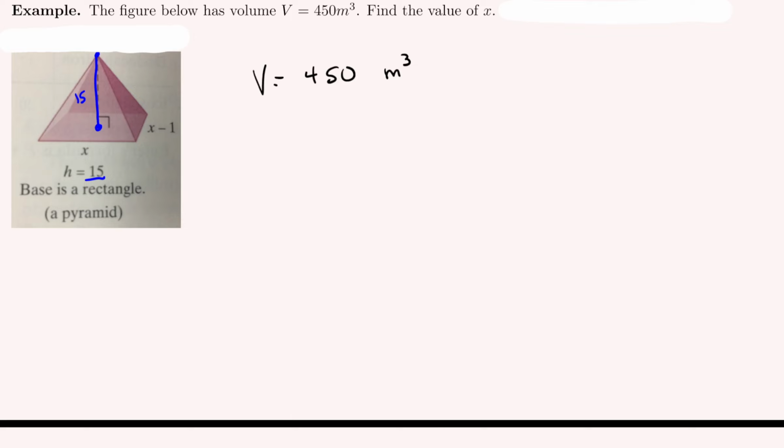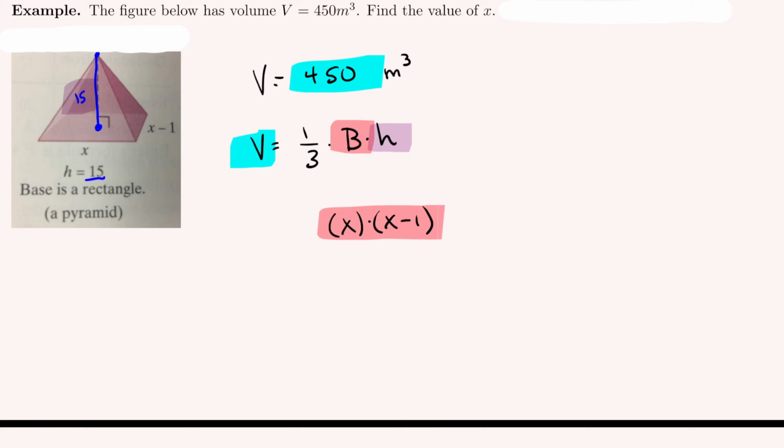Looking back in our notes, we see the volume formula is 1/3 the area of the base times the height is the volume. Now we can fill this in for what we know. We know the volume is 450. We know the height is 15. And although we don't know a number for the area of the base, I think we could at least express it abstractly. The base of this pyramid is a rectangle. And you know the length of the rectangle is x. You know the width is x minus 1. So that gives us the area of the base is x times x minus 1 times the height of 15 times 1/3 in the formula. All of this together is said to be 450.